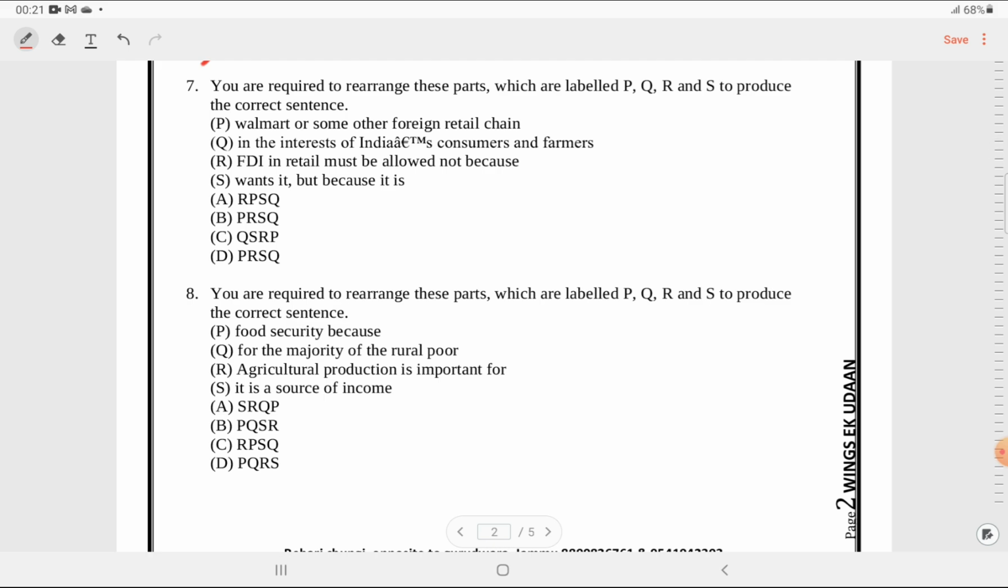Now, here I would start with FDI in retail must be allowed not because Walmart wants it but because it is in the interest of Indian consumers and farmers. See, S और Q एक मुझे पेयर मिल रहा है. ठीक है, S के बाद Q तो आना ही चाहिए. But if I look into the option, I have S and Q together in almost all the options except C. C को छोड़ के बाकी सारों में S, Q is together.